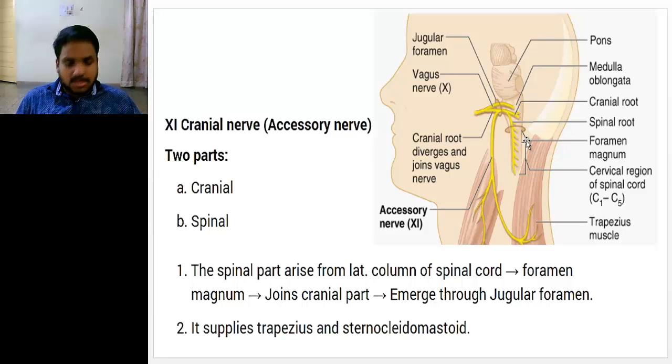The cranial part comes from the medulla, while the spinal part arises from the lateral column of the spinal cord, and then it enters the foramen magnum, and then it joins with the cranial part, and then it emerges through the jugular foramen. This is the jugular foramen, right? It then supplies two important muscles, the trapezius muscle as well as the sternocleidomastoid muscle, right? So what is the action of the trapezius muscle? The trapezius muscle helps the person to shrug the shoulder, right?